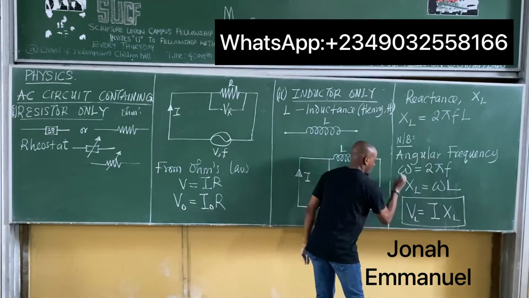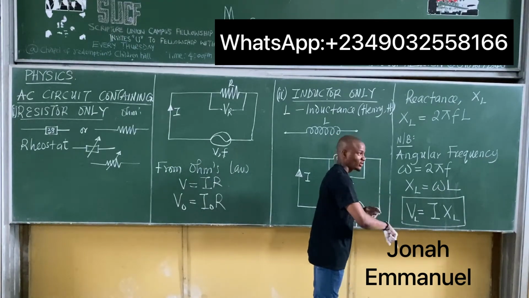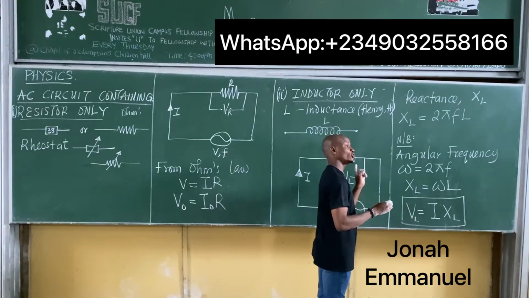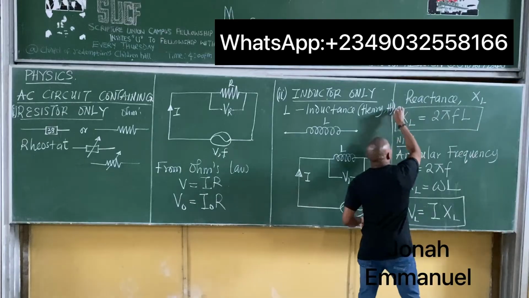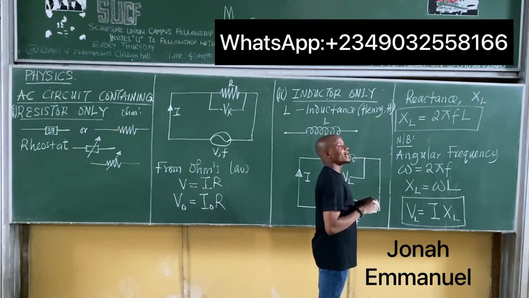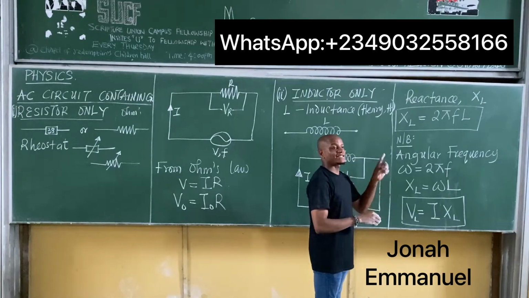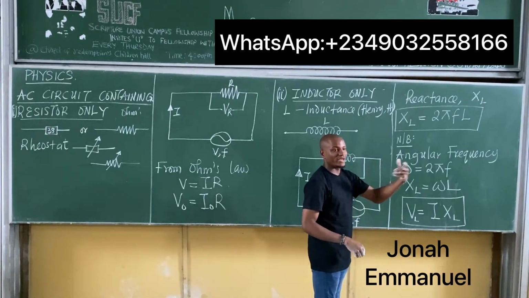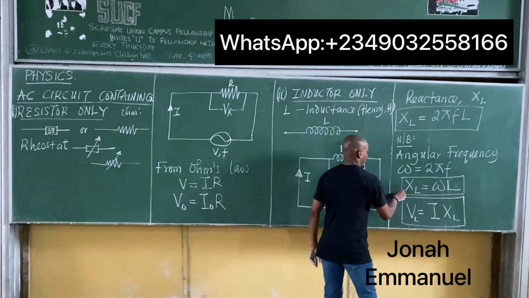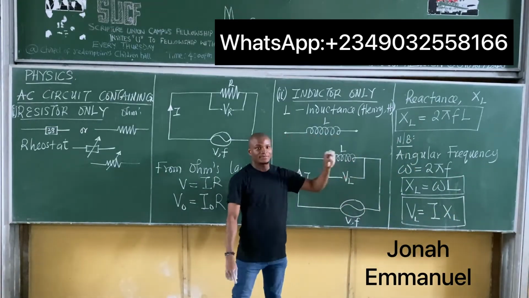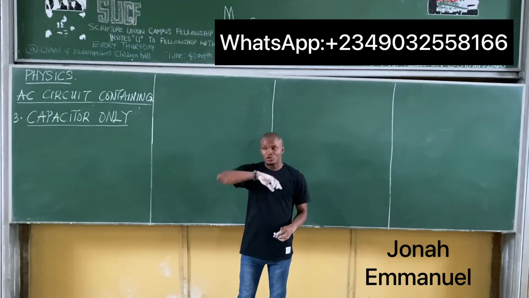Number two, the reactance, which is the opposition to the flow of current in an inductor circuit, is XL, which is equal to 2 pi fL. Number three, the reactance can be expressed in terms of angular frequency as XL equal to omega L. These three things. Alright, let's look at the third part.